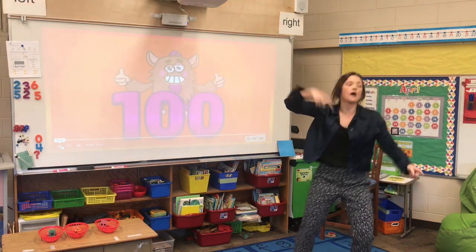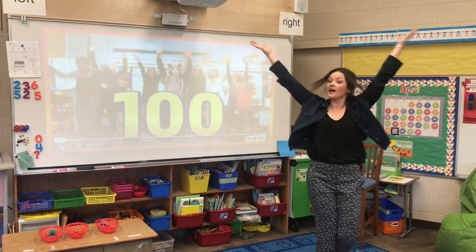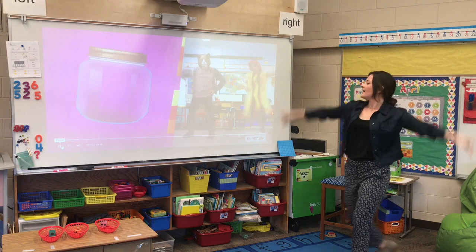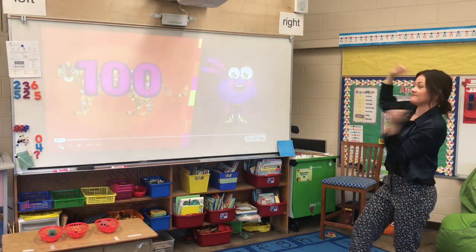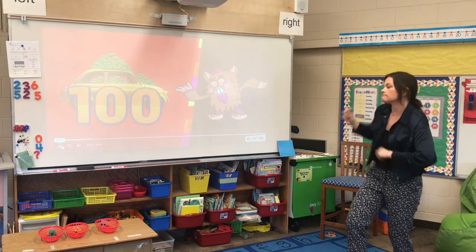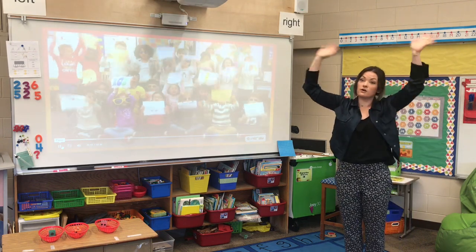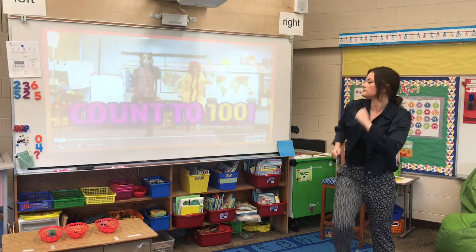100, 100, 100, 100! 100 eyeballs in this jar, 100 emojis on this jaguar, 100 pickles on top of my car. 100 days of school so far. Now let's all count to 100.